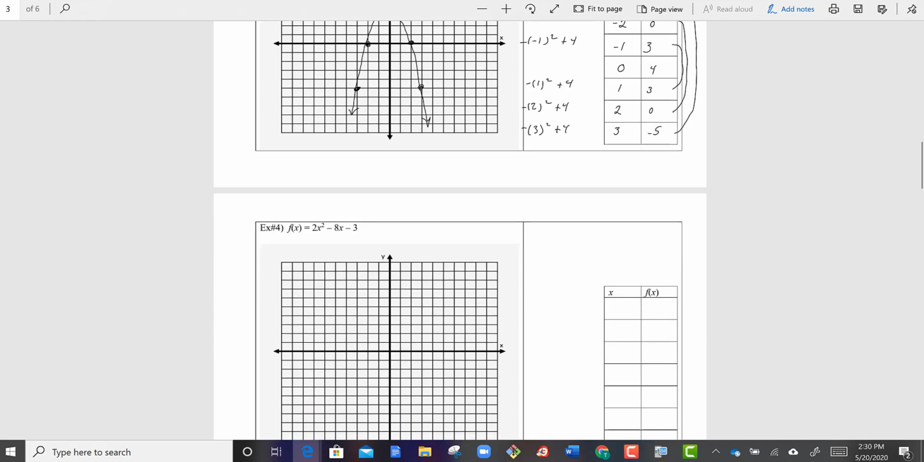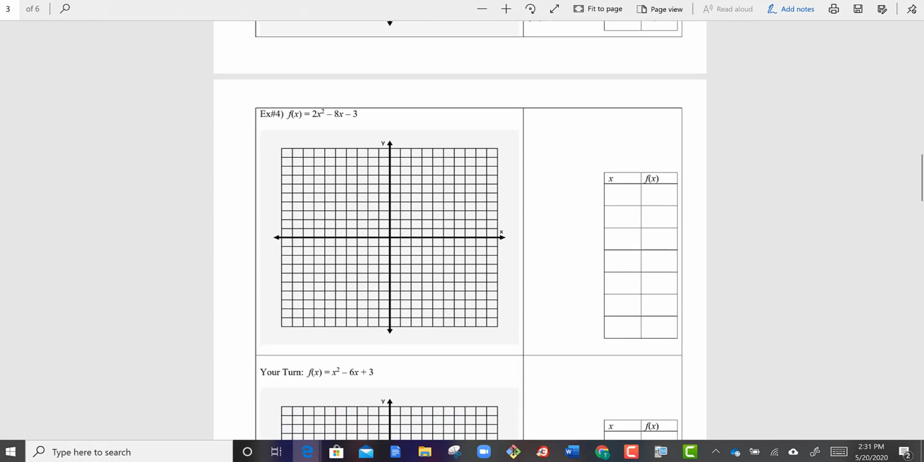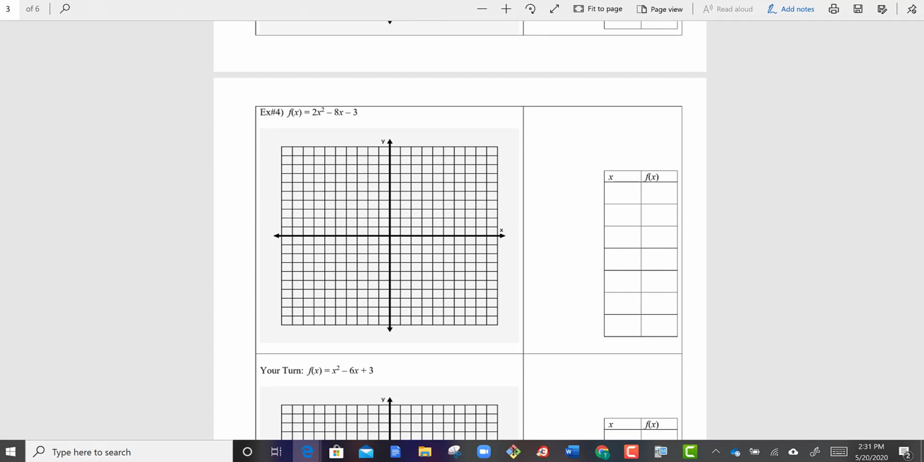So let's try one more together, one that doesn't have quite as easy a vertex at x equals 0. But this one, we're going to start it the same way. List your A, your B, and your C value. We notice the A value is positive, so what does that tell us? It's going to be a happy face.